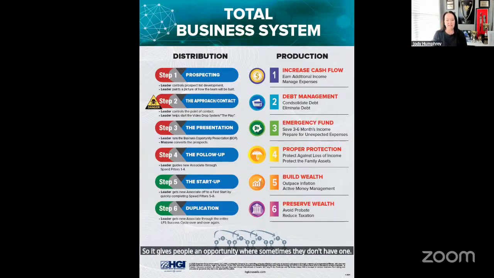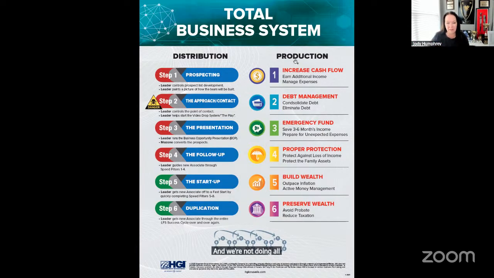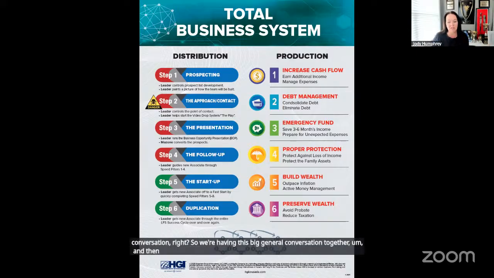Step number two is debt management. And that's what a lot of you guys said, in the comments on the screen and also, just in conversation, is debt management. So now that we've talked about increasing cash flow, and we're not doing all of these independently, this is a simultaneous conversation, right? So we're having this big general conversation together, and then we're going to talk about solutions and what we're going to do with them. So step number two is debt management. Why do people have debt?